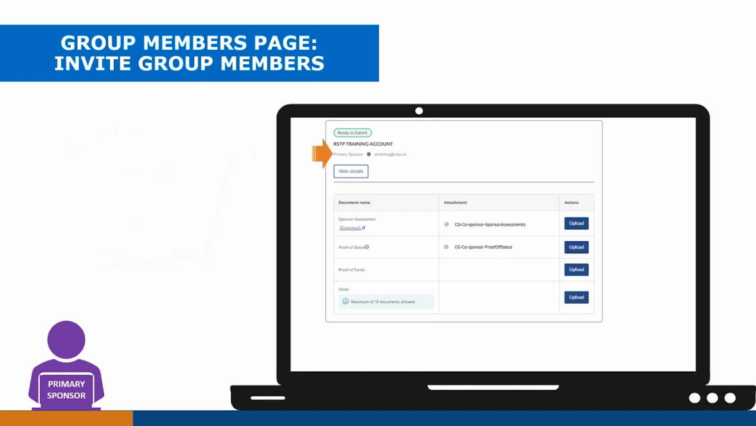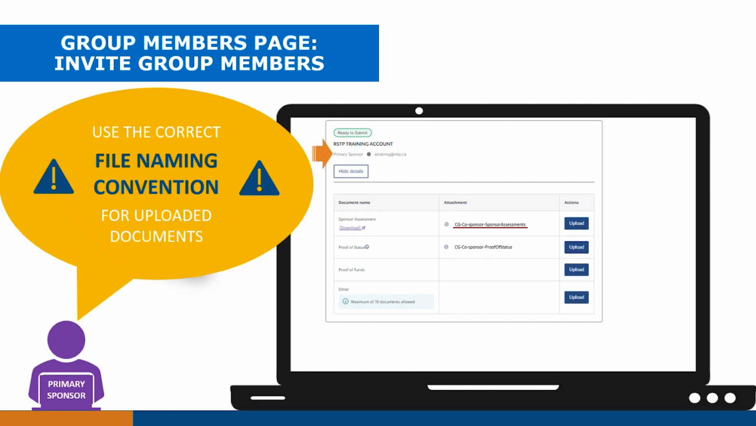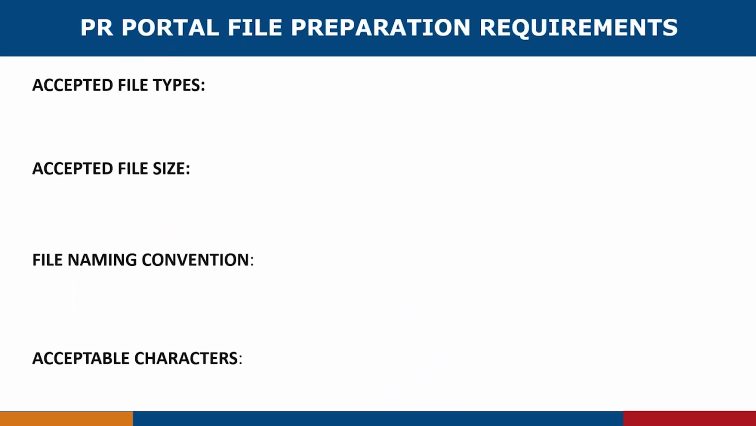Now keep in mind that there is a specific naming convention that should be used, and there are other file preparation requirements that you will need to follow before uploading documents to the portal. A closer look at the file preparation requirements, which include accepted file types, file size, file naming, and acceptable characters to use when naming the files.